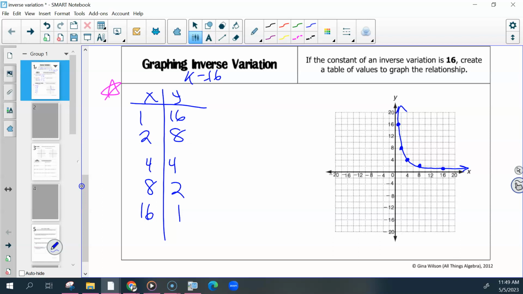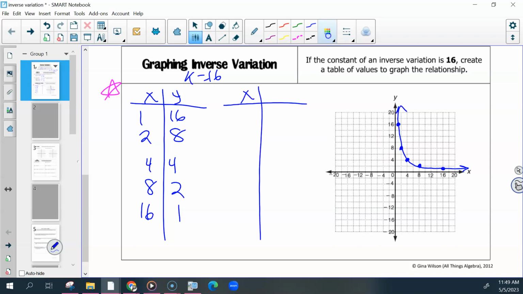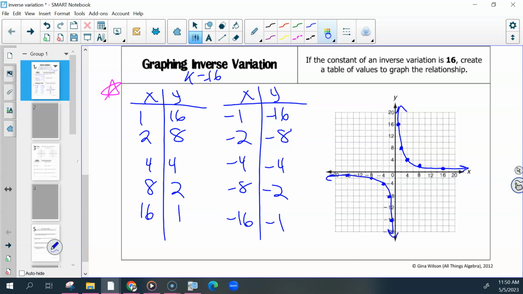But we only talked about the positive values, so negative times a negative could also be a positive. So we're going to take those same values, but make them all negative. And plot those points as well. It's going to make another curve. Draw that curved line through it and draw arrows.